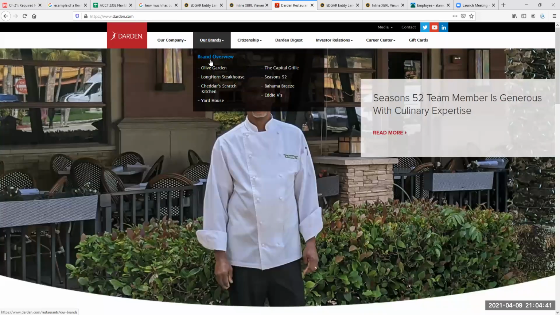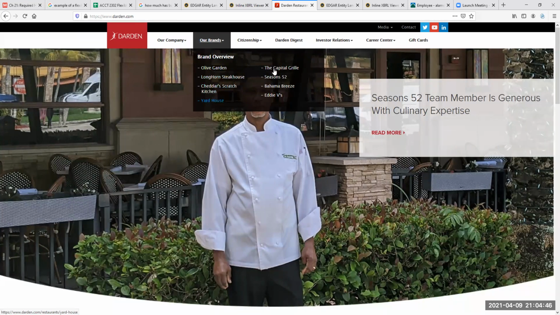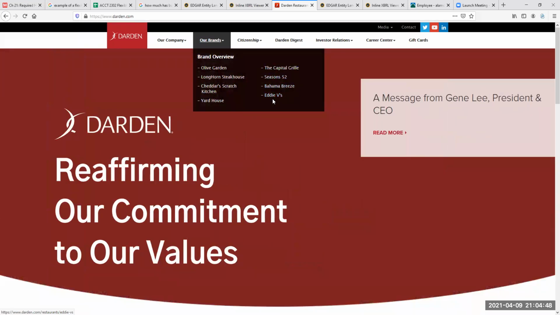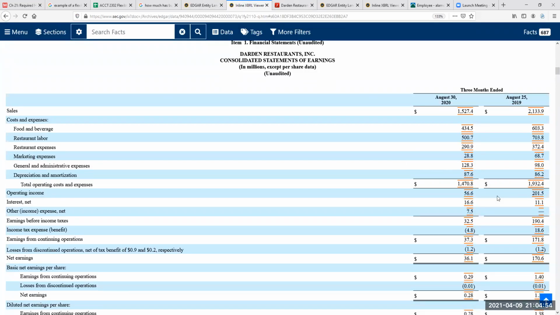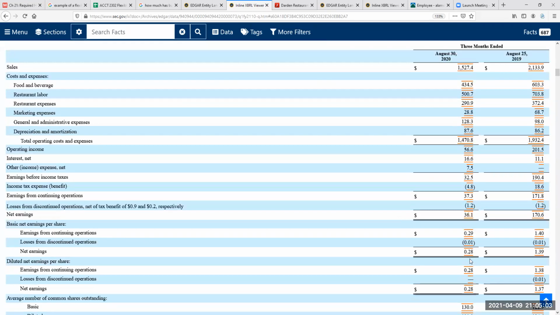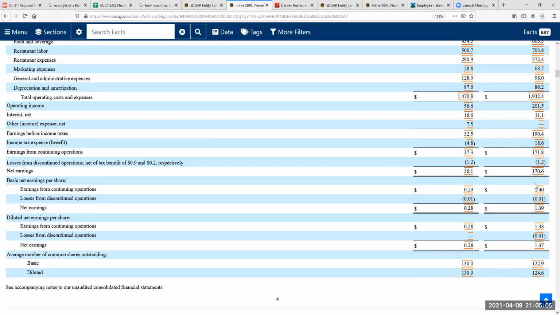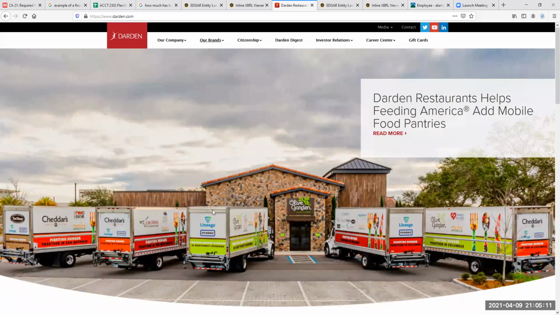Darden here are their brands: Olive Garden, Longhorn Steakhouse, Cheddar's Scratch, Yard House, The Capital Grille, Seasons 52, Bahama Breeze, and Eddie V's. So can you imagine losing 30% of your business, right there? So look at their net earnings. It went from 170 million down to 36. So they're blessed to even stay profitable. All right, so that's Darden Restaurants.